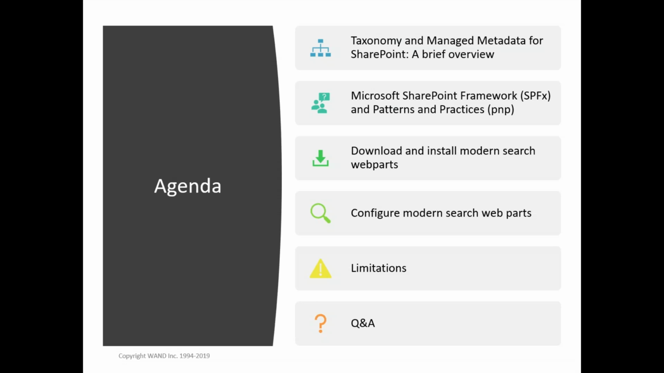One thing that we've really seen is that the modern experience, particularly the search, hasn't supported taxonomy and managed metadata in the way that we, I think, as a community, and WAND in particular as well, would like to see, from the perspective of the search and the refiners and the customizations that classic search enabled. So we're going to be talking through how that's no longer an issue. And before we get started, I just want to do a quick poll.